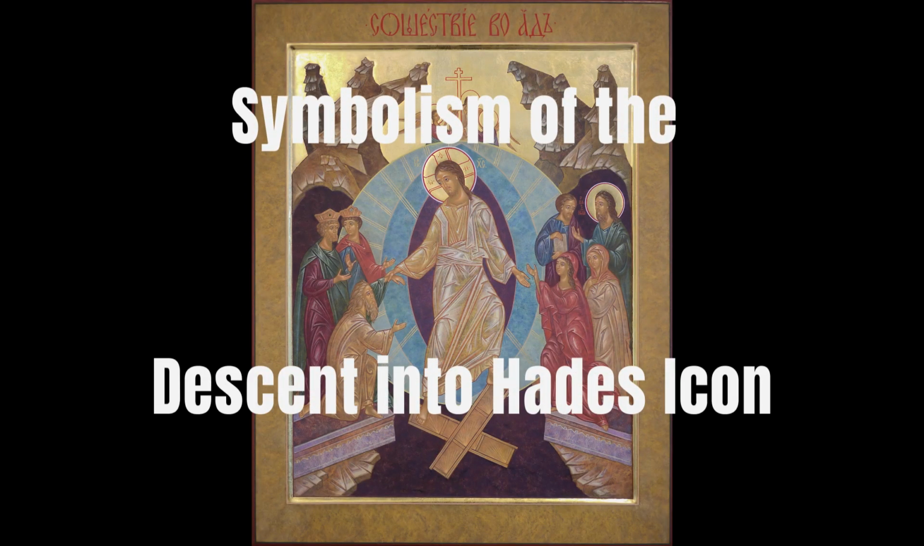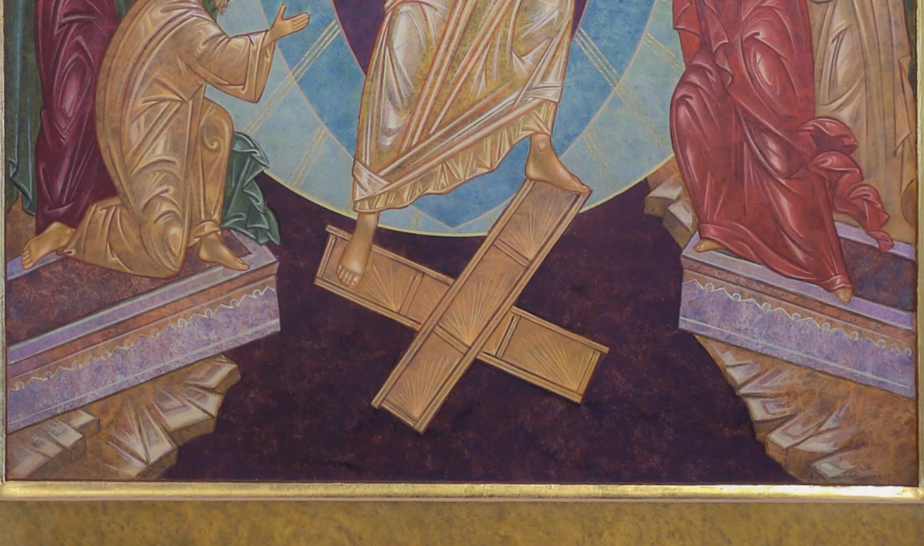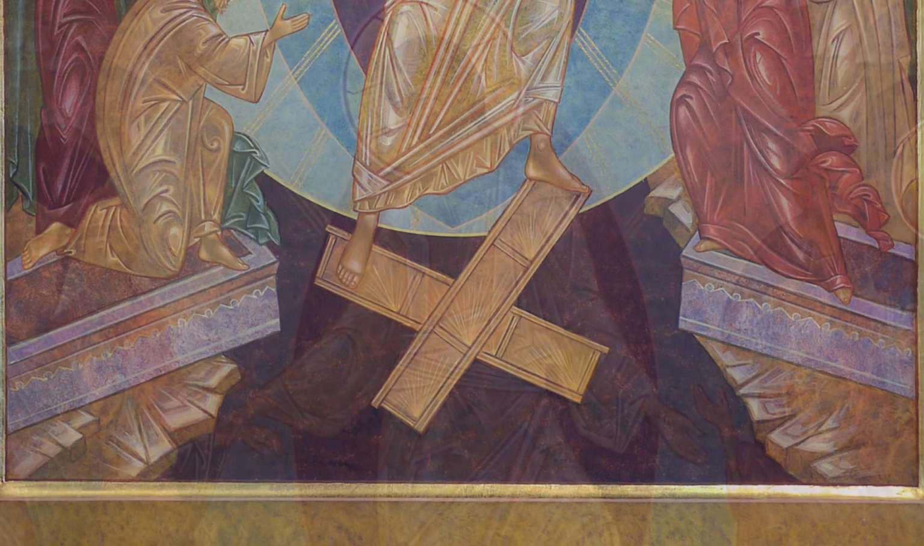What is happening in the Descent into Hades icon? This is a very dramatic icon. Of course, the resurrection, we think of it as Christ coming from the tomb in a Western, probably iconographic idea. But in the Eastern Church, Christ descends into Hades. He breaks the gates of Hades and descends into the abyss to bring out of the shadow of death those who await him.